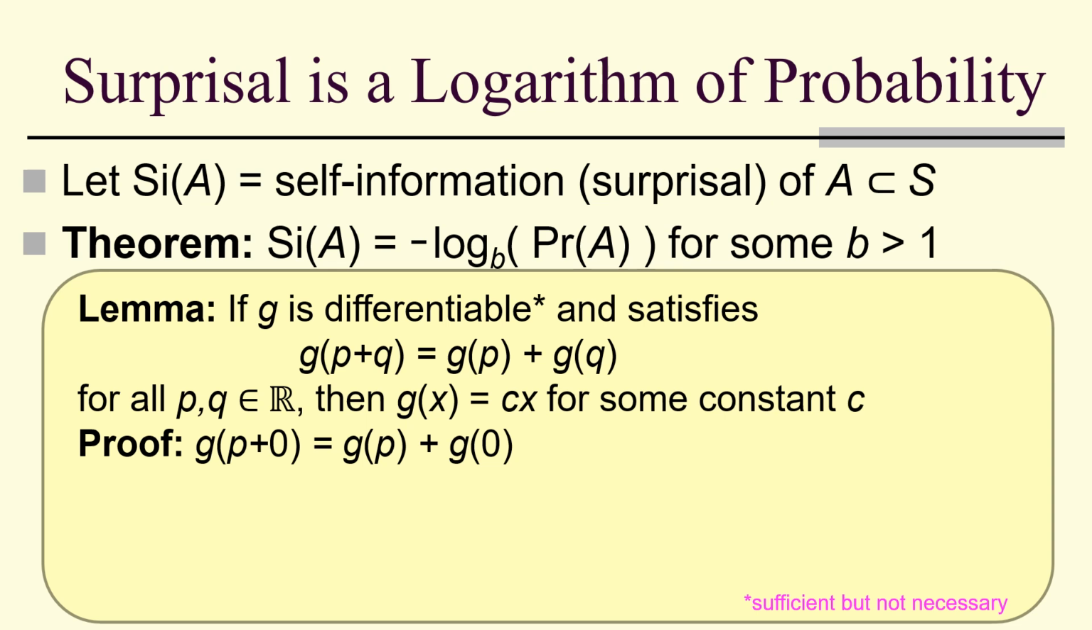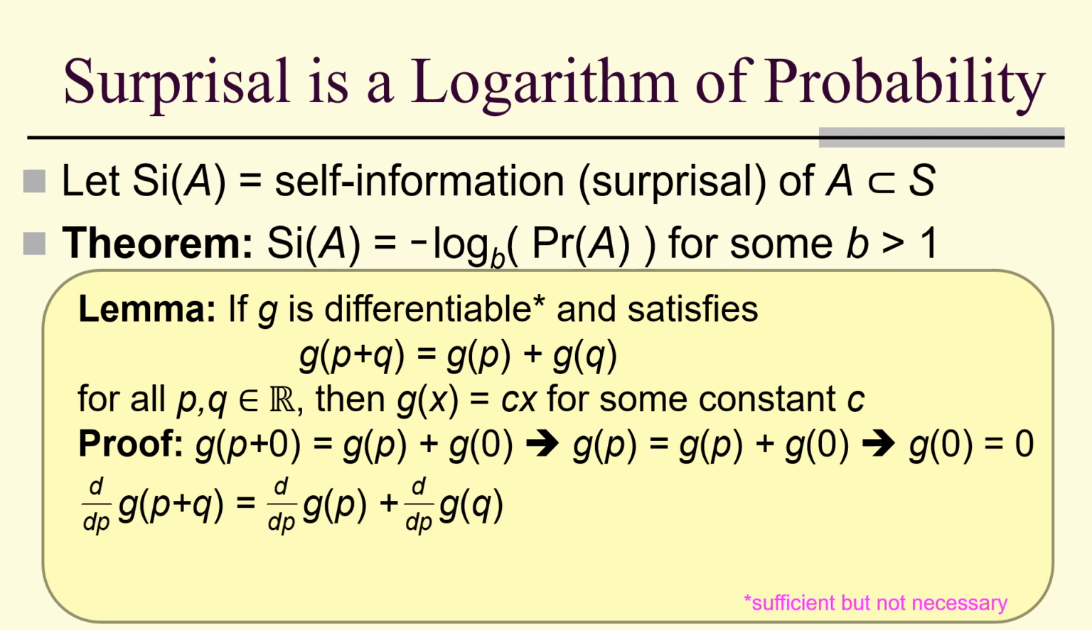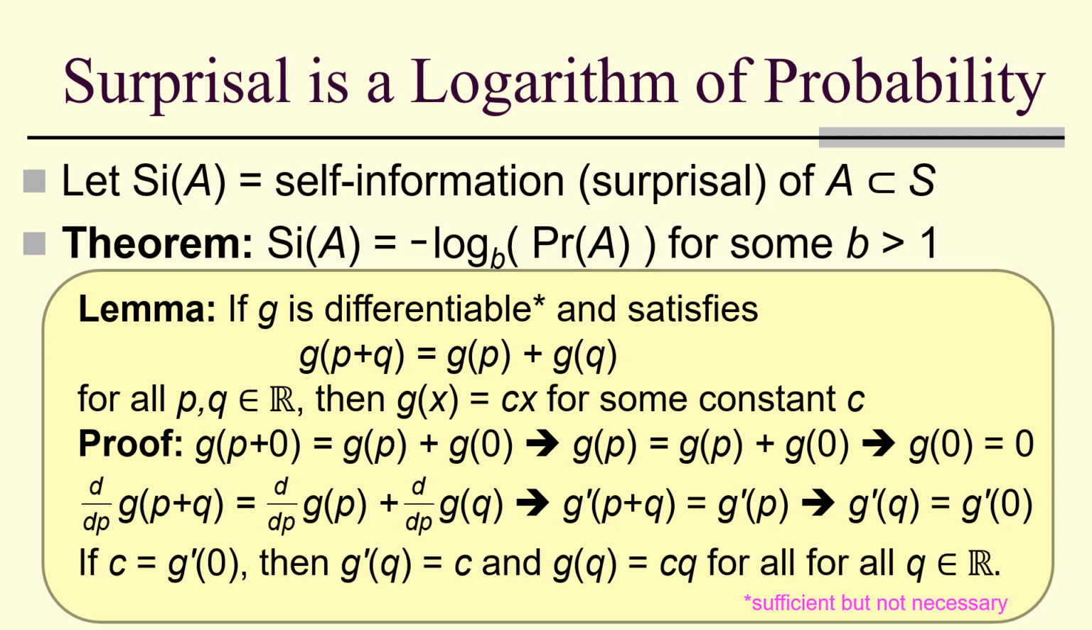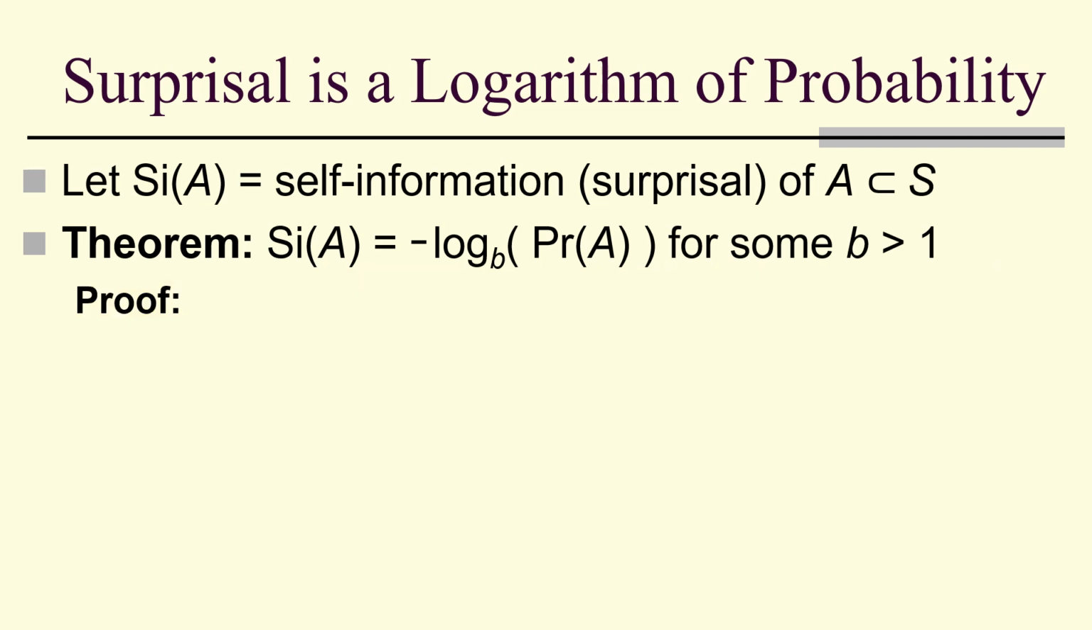g of p plus 0 is g of p plus g of 0. So therefore, g of 0 has to be 0. And the derivative of g of p plus q is the derivative of each added together. And notice that the derivative with respect to p of g of q is 0. So g prime of p plus q is g prime of p. g prime of q is equal to g prime of 0. If c is g prime of 0, then g prime of q is c, and g of q is cq for all q. So, simple little proof. Now let's prove our theorem.